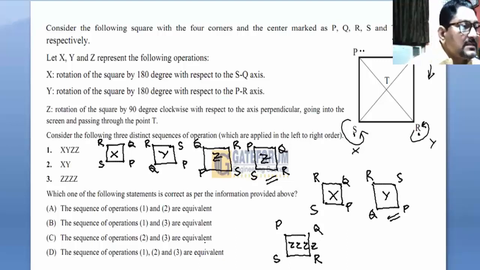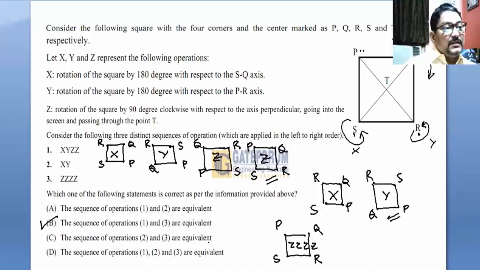Now let us see what has been asked in the question. Which one of the following statements is correct as per the information provided above? The sequence of operations 1 and 2 are equivalent. They can never be, because as you can see, the end products are different. RS PQ, while this is PQ RS, so it's not so. The sequence of operations 1 and 3 are equivalent. Now here we will say it's absolutely so. PQ RS, PQ RS. So we will say this is the right one.